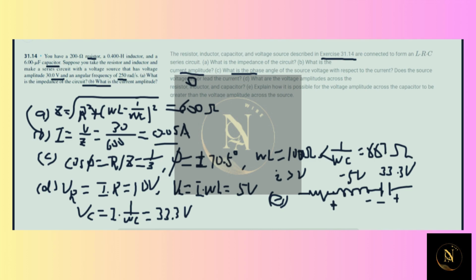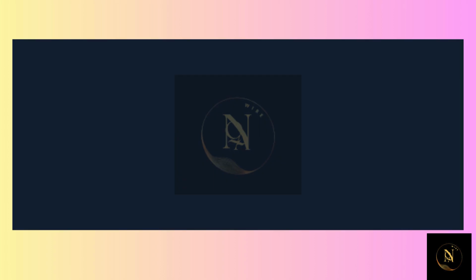And also there is a potential difference across the resistor. The only rule you need to keep is that the summation of the potential differences across the resistor, the inductor, and the capacitor, the summation of all three of them, should be equal to the potential difference across the source. That is the only rule. We do not restrict that the potential difference across the capacitor should be greater or less than the source. That is not restricted.